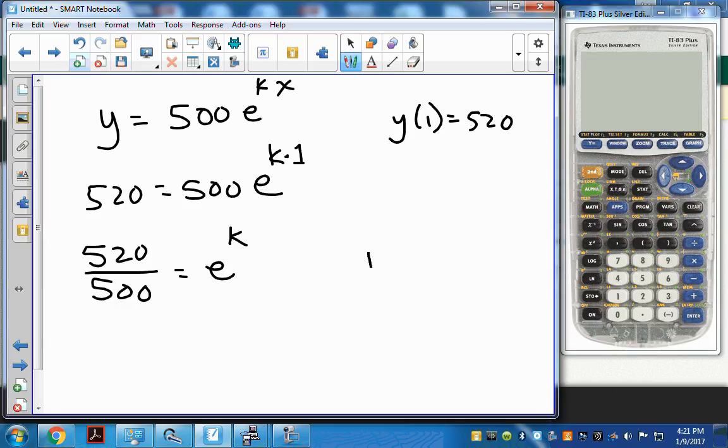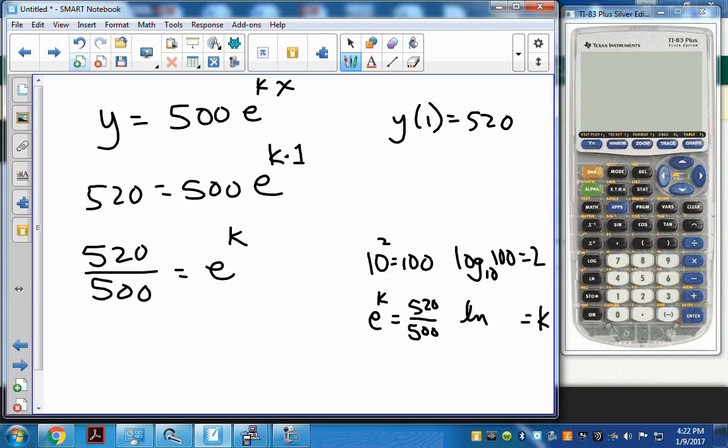So once again, use your Rosetta Stone. 10 squared is 100. It's the same as log base 10 of 100 is 2. Okay, now we have this exponential form. We have e to the k is 520 over 500. And yeah, I could reduce that if I want. But I'm going to rewrite that and say now k is equal to the natural log of 520 over 500. Okay, so k is the natural log of 520 over 500.